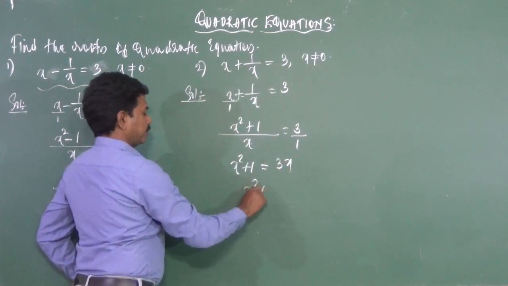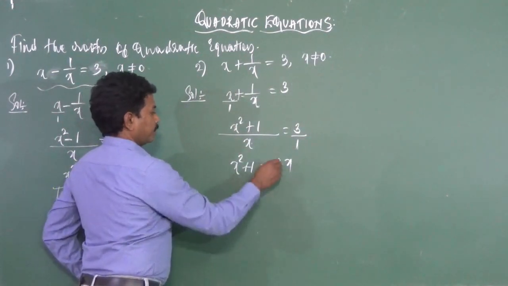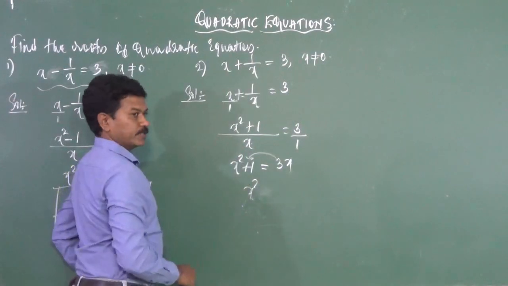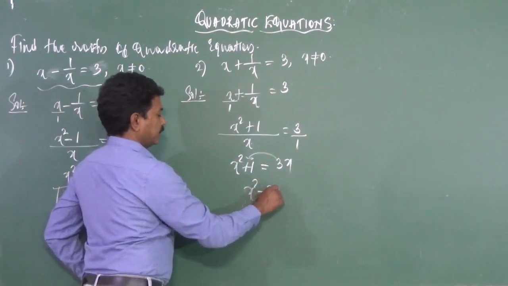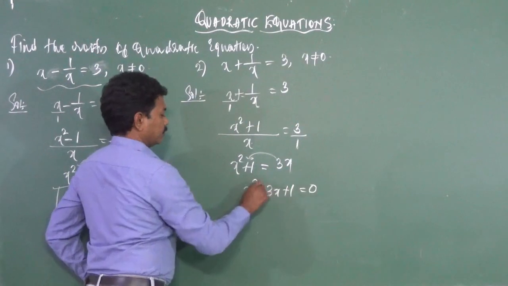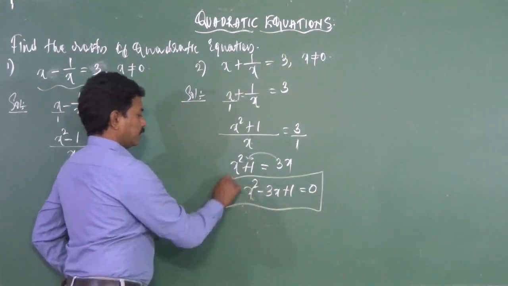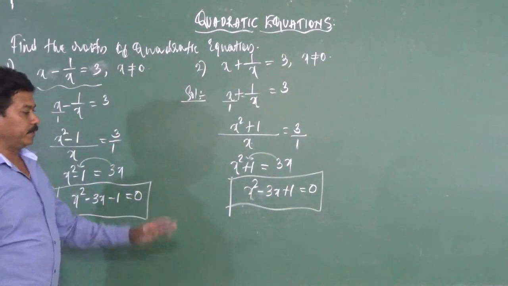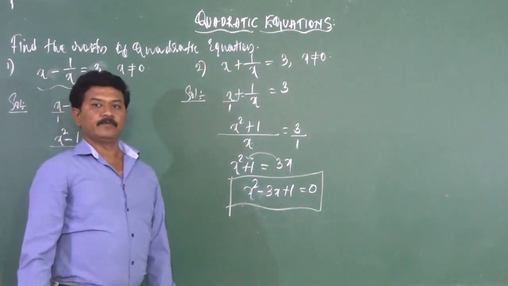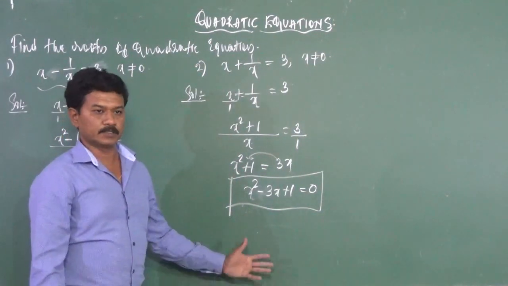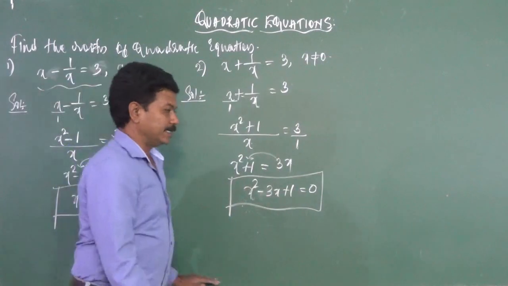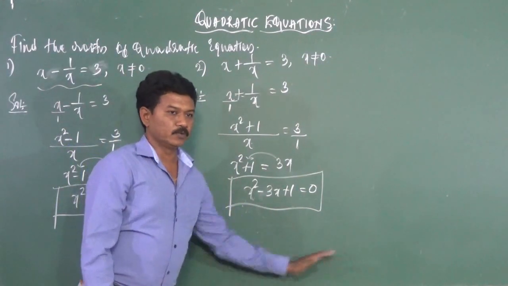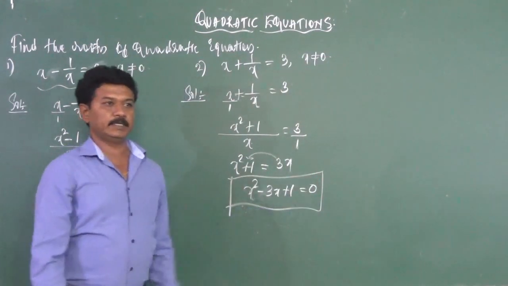So x square plus 1 equals 3x. As 3x gets transposed to the LHS, it becomes x square minus 3x plus 1 is equal to 0. So this is the required quadratic equation. Either by factorization or by formula method you can find out the roots. Once you find out the roots, write the roots in statement form: the roots are so and so. Right? Okay.